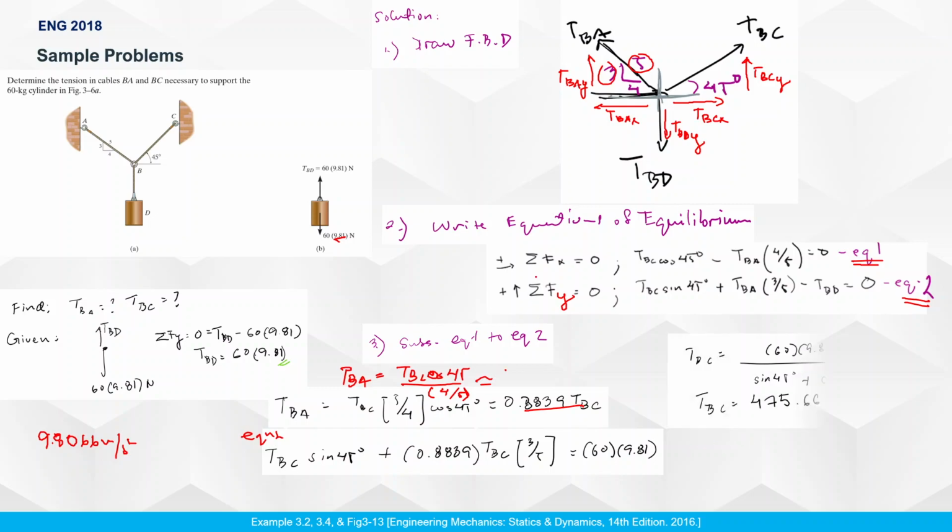Okay, and then from here, you just simply substitute and isolate, in this case, the tension TBC, and you would get 475.66 newtons or 476. And then you just simply substitute the value of TBC to your first equation to get TBA at 420 newtons. If you have any questions, feel free to PM me and I'll try to answer you as fast as I can, especially during this online session.